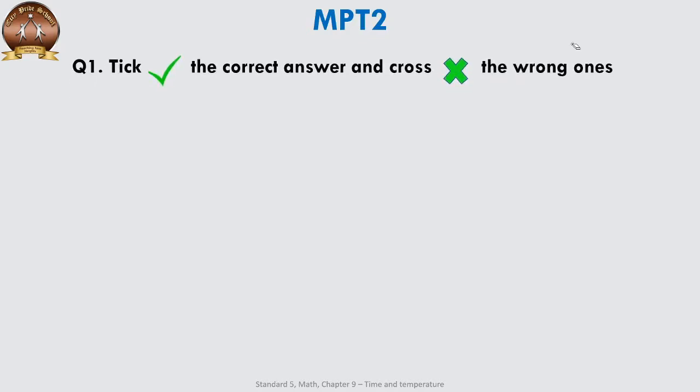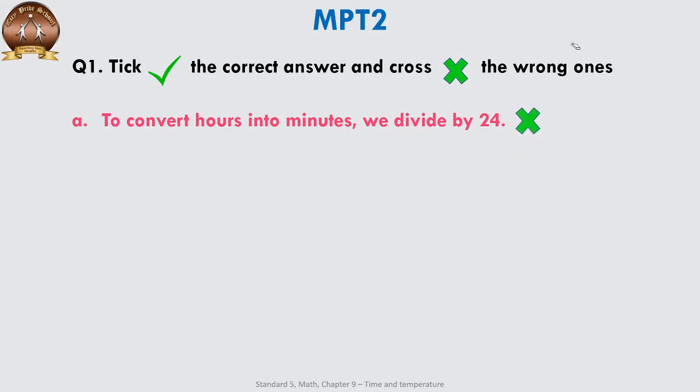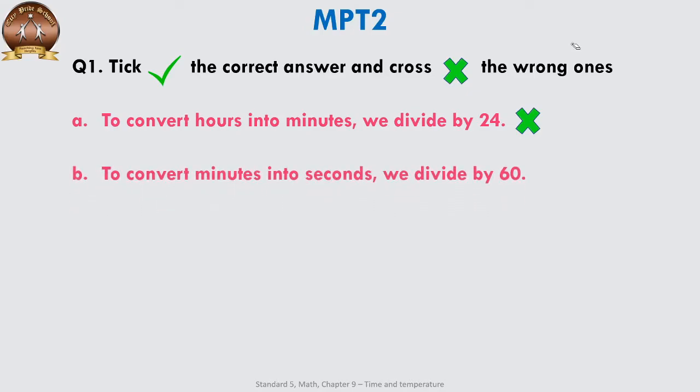Now the question says tick the correct answer and cross the wrong ones. To convert hours into minutes, hours is a bigger unit, we have to convert it into a smaller unit, so we have to multiply. We cannot divide, so this statement should be wrong. Yes, it's wrong. And even if we multiply, we have to multiply by 60, because 1 hour is equal to 60 minutes. Now minutes into seconds. Again a bigger unit into a smaller unit, we have to multiply. Do we divide by 60? No, we multiply by 60.